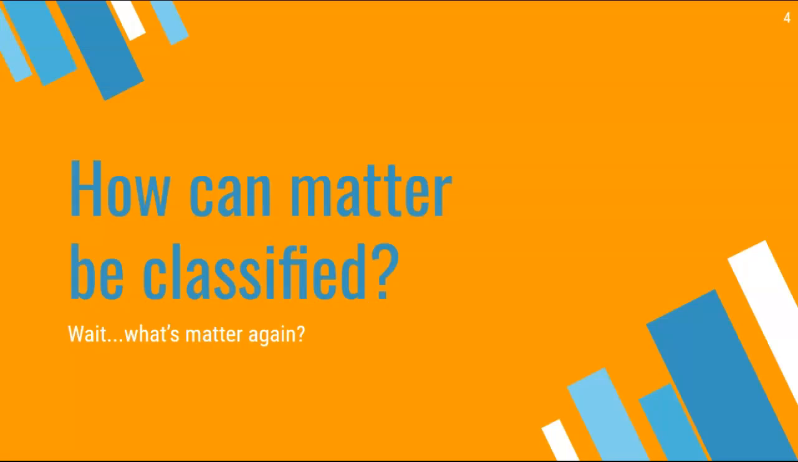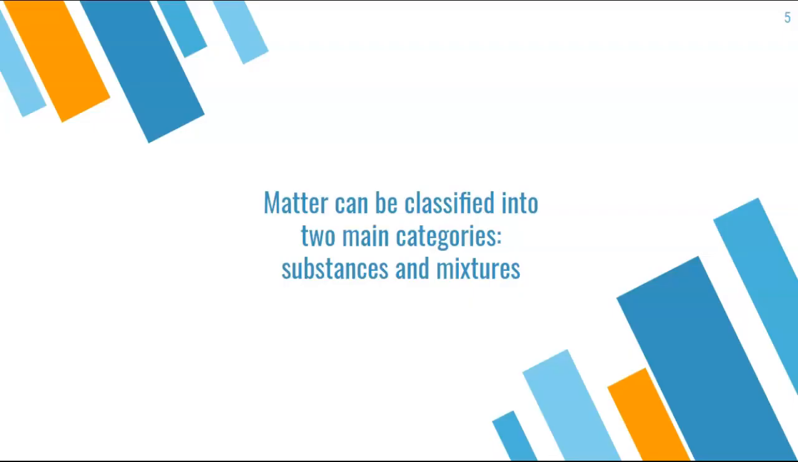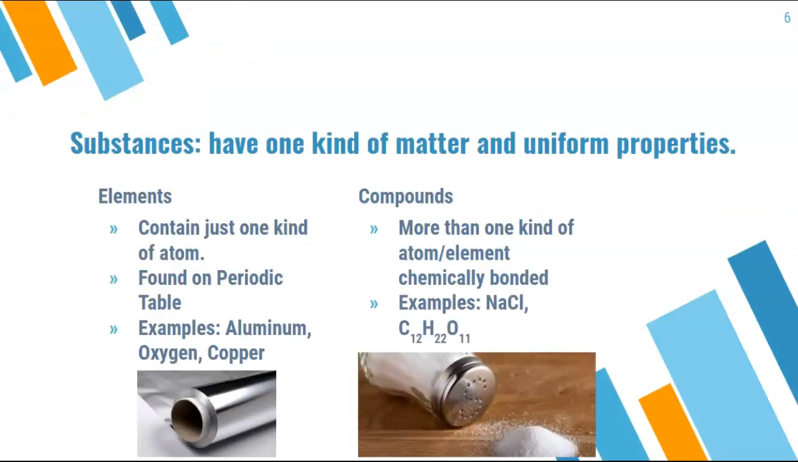Okay, so we can classify matter, we can group matter, but wait, what's matter again? Matter is anything that has mass and takes up space. Anything that has mass and volume, okay? So when we're classifying matter, basically we're just putting it into categories, and there are two main categories, substances and mixtures. So we're going to start with substances. Substances all have just one kind of matter in them, and they look the same throughout. That's what uniform properties means. That means it looks the same throughout.